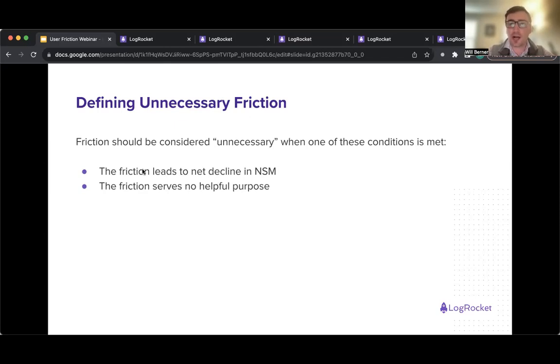It could be that you're trying to balance one of the other forms, but ultimately your test leads to a net decline in your North Star metric. That would be sad, but it would be unnecessary. Or the friction itself doesn't even attempt to serve a helpful purpose. So things like bugs or poor performance on a page could be examples of this, where it's getting in the user's way, it's slowing them down or stopping them, and it's not even attempting to do anything helpful.